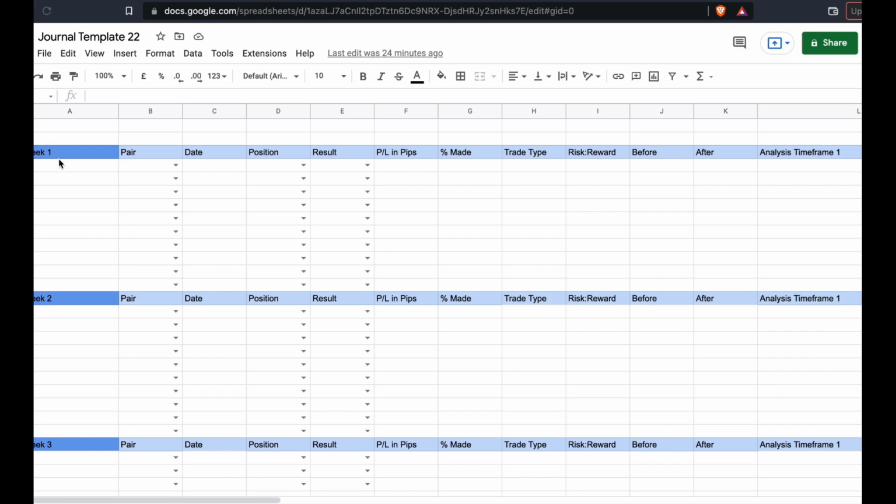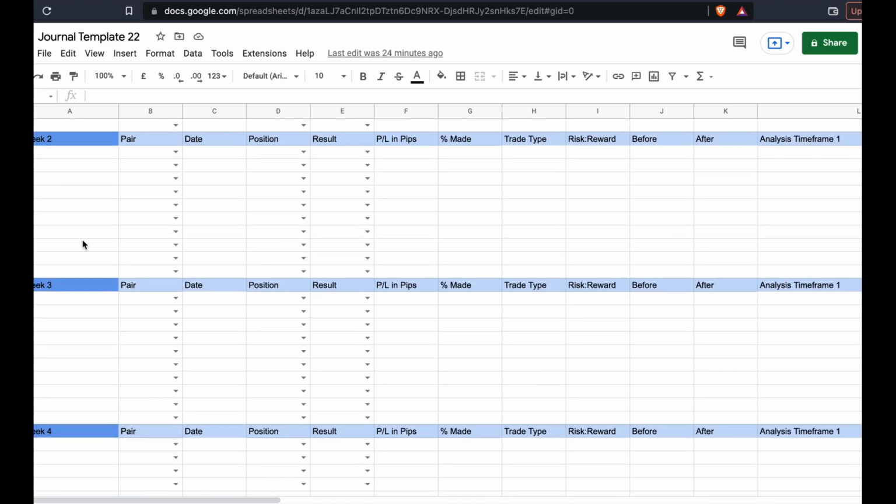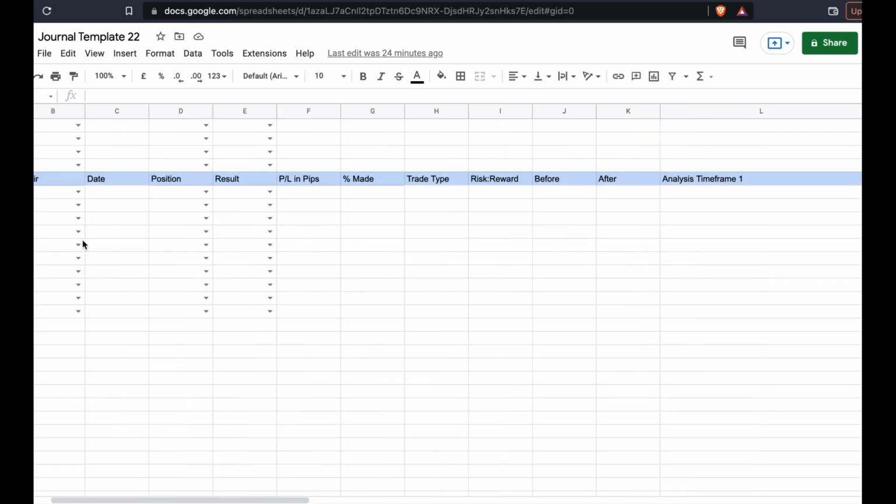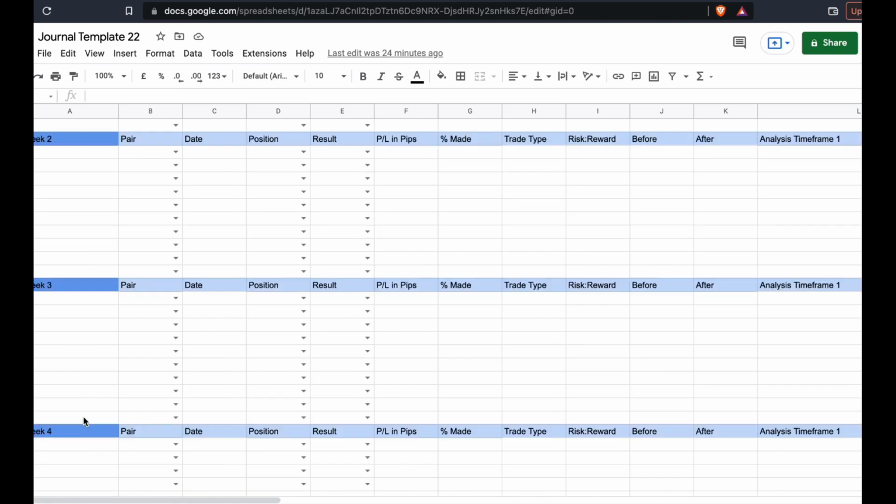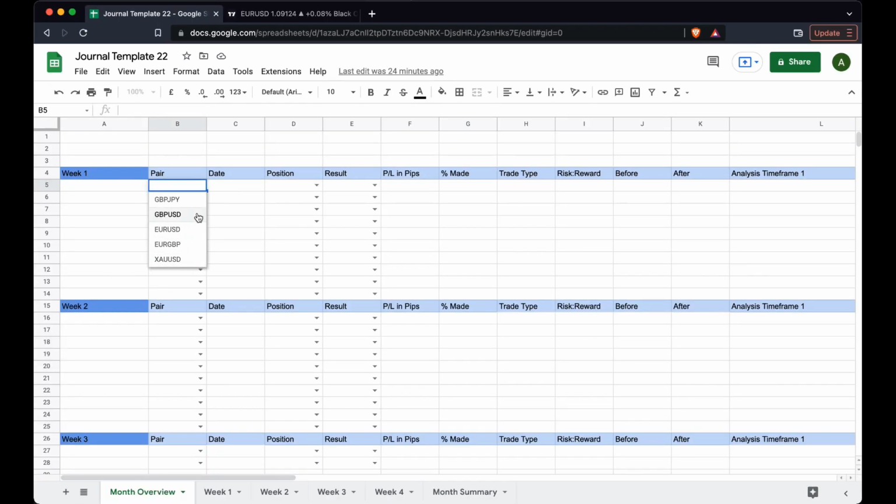As we can see, we have the week dates here. So we've got week 1, week 2, week 3, week 4. Sometimes in a month there'll be a week 5, so you can just always add that section on around here. The next one is pair. These are the pairs that I trade. I don't actually trade all of these anymore. It's only these 3, so GU, EU, and EG at the moment. It's always nice to have it as a pop-down menu.